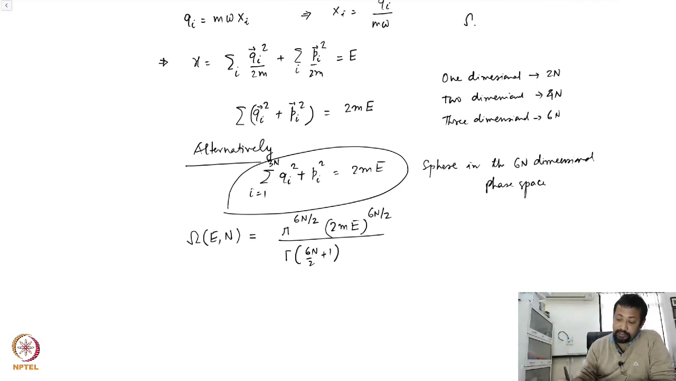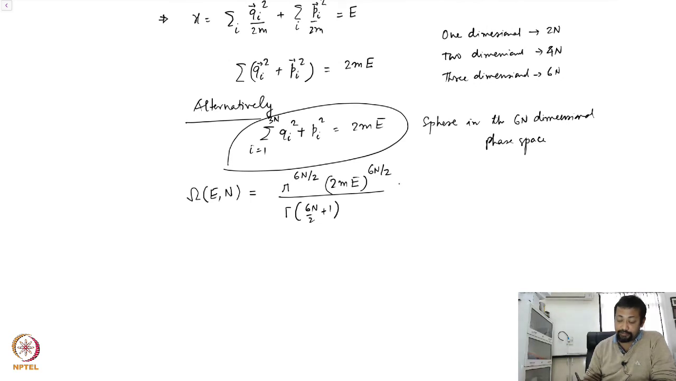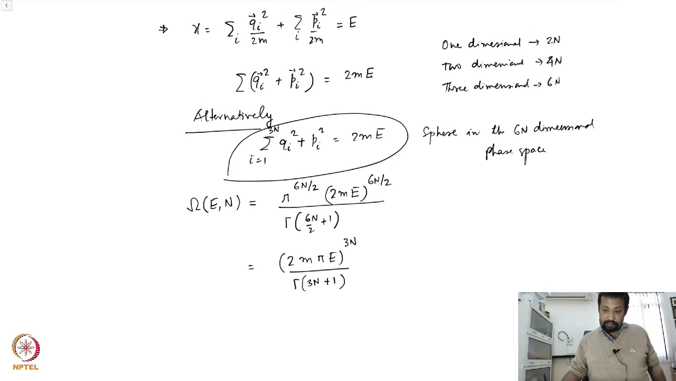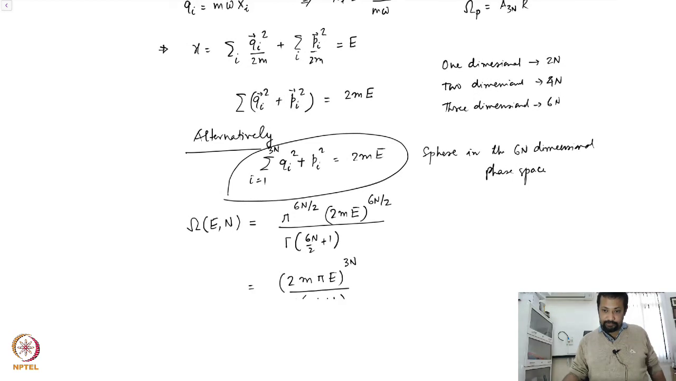This is just, we had earlier that Ω_p, the volume, was a_3n r to the power 3n. Here, of course, the dimension is 6n, so this becomes a_6n r to the power 6n, and this is the expression that you should have. So one can simplify this by writing (2πm e E / 3n)^(3n) divided by Γ(3n + 1), right? So this is clearly the hypersphere.